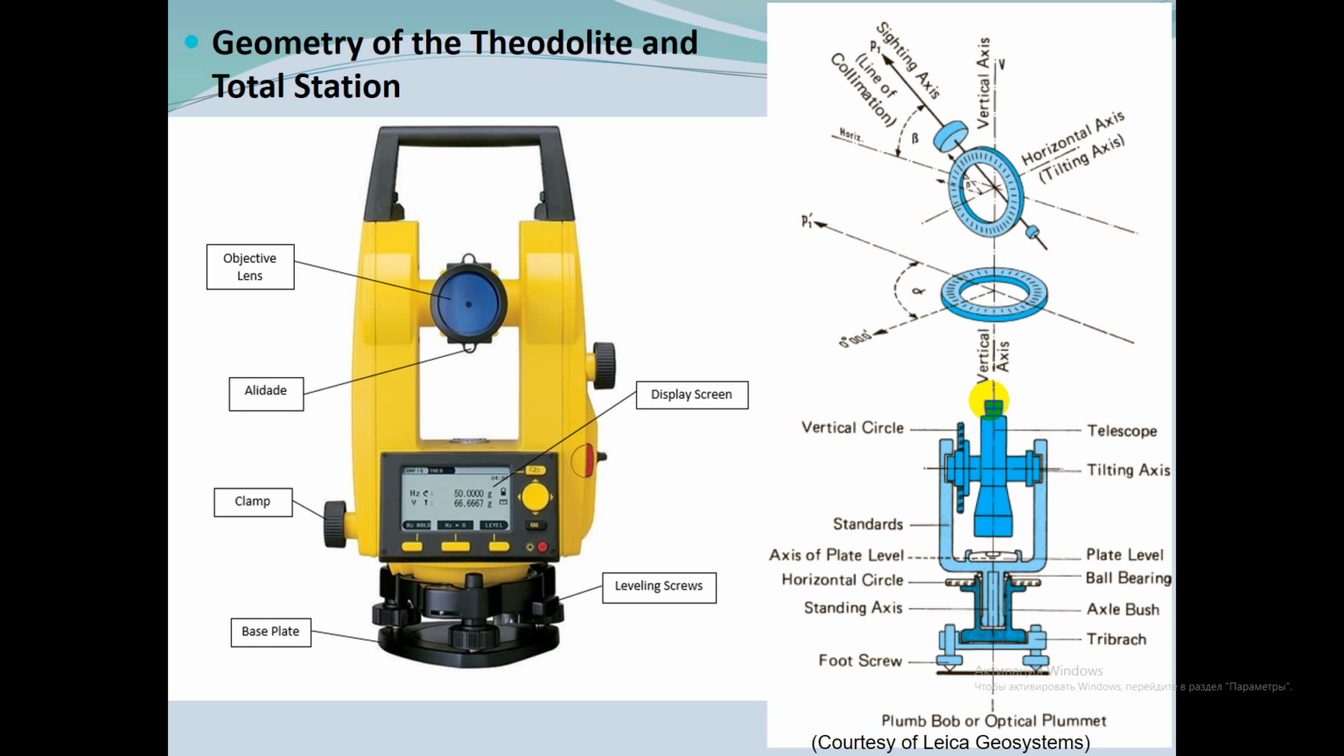The horizontal axis of the telescope is perpendicular to the vertical axis, and the telescope and vertical circle revolve about it.